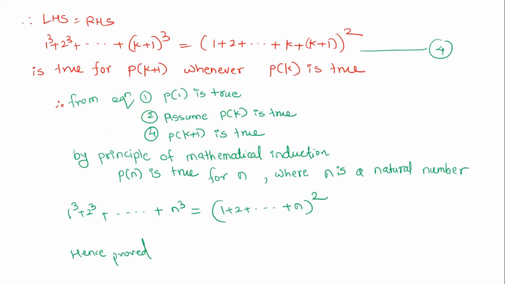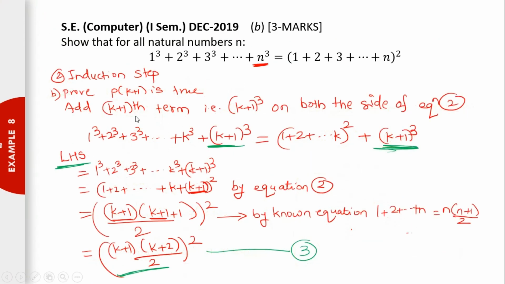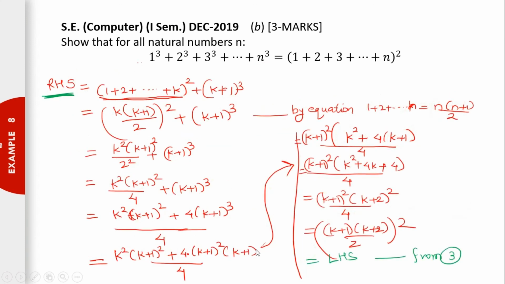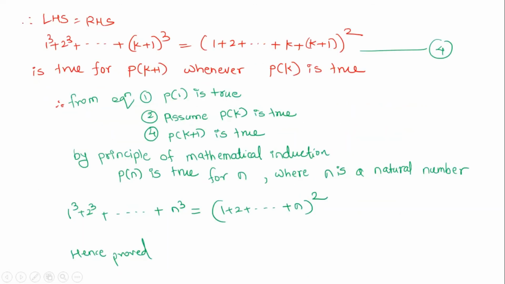Now we will label this equation as 3. From this equation 3, we can prove that the RHS is equal to LHS. Since LHS and RHS are equal for the k plus 1th value, we can say that it is true for k plus 1 whenever our assumption, that P of k is true, holds. So from equation 1, P of 1, and our assumption that P of k is true, and from the fourth equation, that P of k plus 1 is true, by the principle of mathematical induction, P of n is true for n, where n is a natural number. Hence proved.